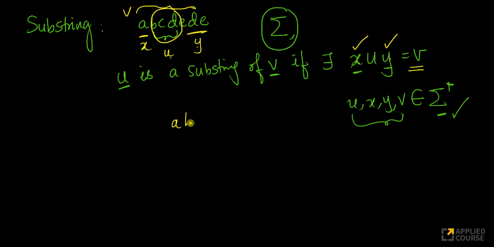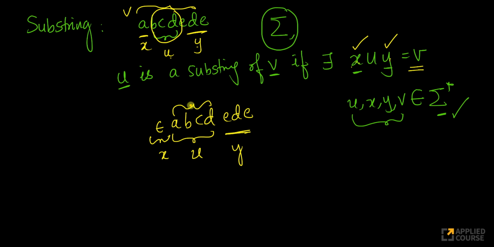For example, look at this example. EDE. Is this a substring now? Yes. If this is my U, this is my X. This is my string Y, I'm sorry. This is my string Y. This is my string X. My string X is an empty string, which means this is epsilon here. So this is now a substring of the full string. What is my full string?